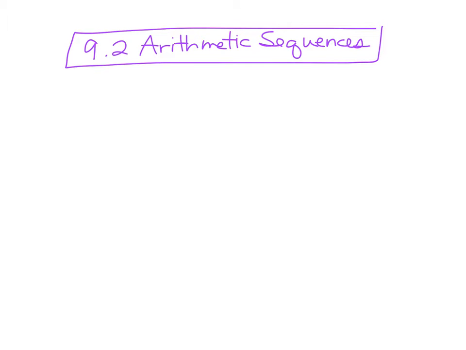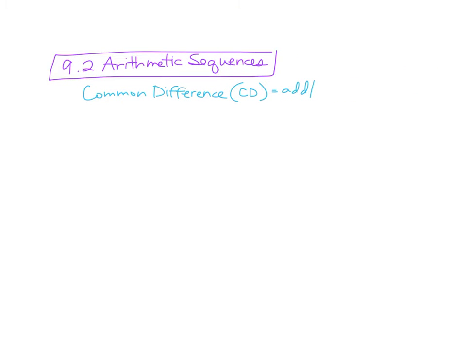Arithmetic sequences is what we're going to talk about more specifically now. With an arithmetic sequence, you will always have what's called a common difference. We will write that as CD oftentimes, common difference. And a common difference means you either added, or subtracted, or added a negative is another way to think of it, to get your next term, okay? That's your common difference. That's how an arithmetic sequence will work.